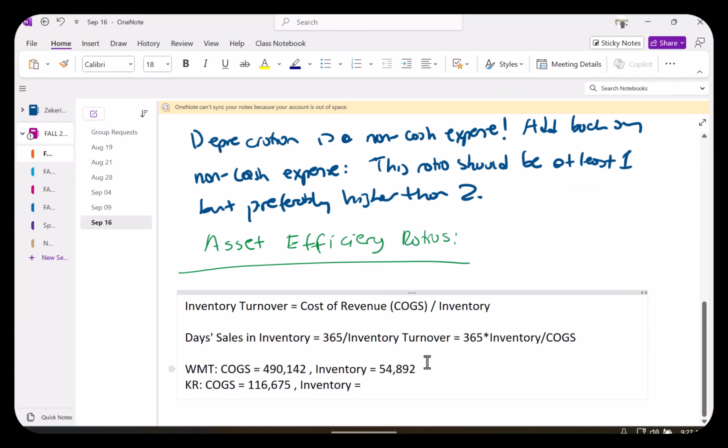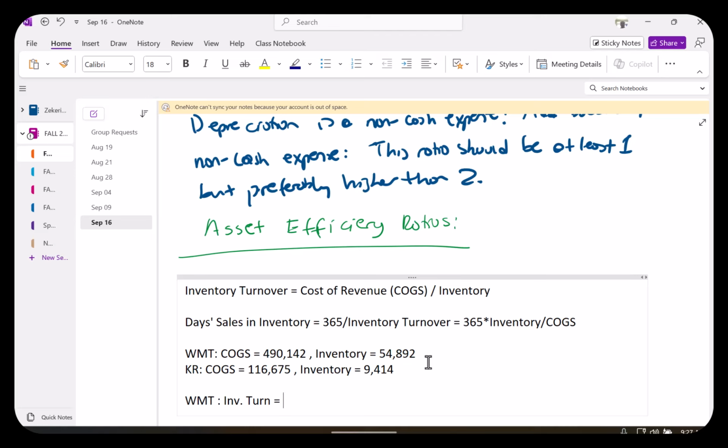So Walmart's inventory turnover is equal to 490,142 divided by 54,892. So it's about 8.9, almost 9 times a year.